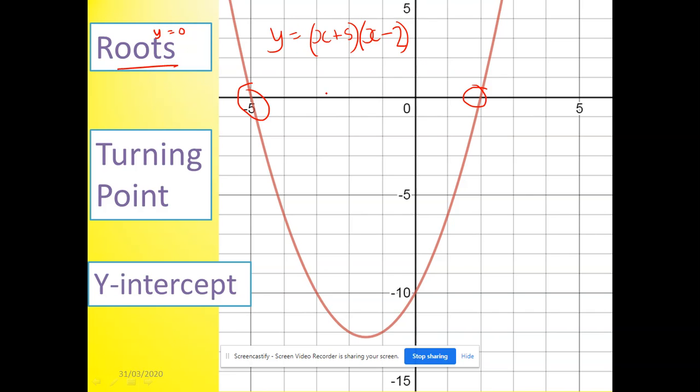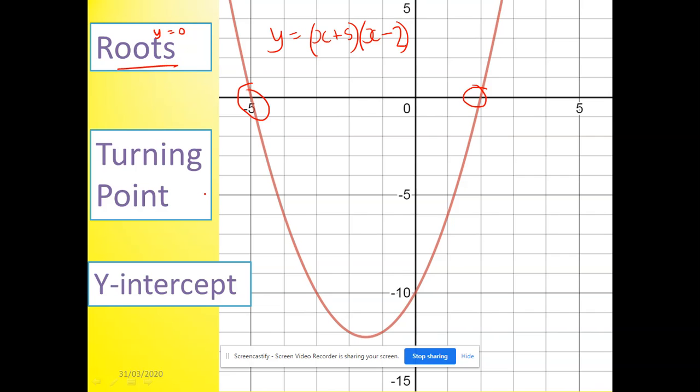Now, it's not always as easy as that, where you're just taking the roots and it creates the equation. Sometimes this can become more complicated if the graph has been stretched or turned or reflected in any sort of way. But for today's lesson, that's all that you need to do to create the equation.